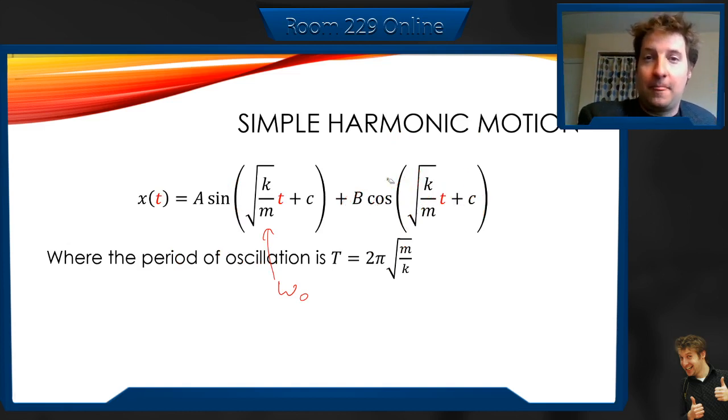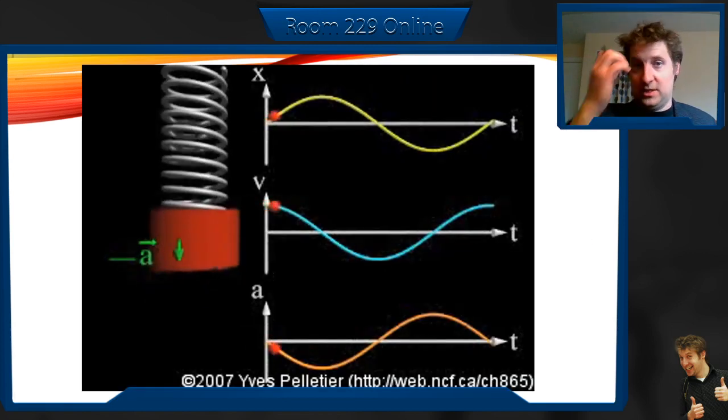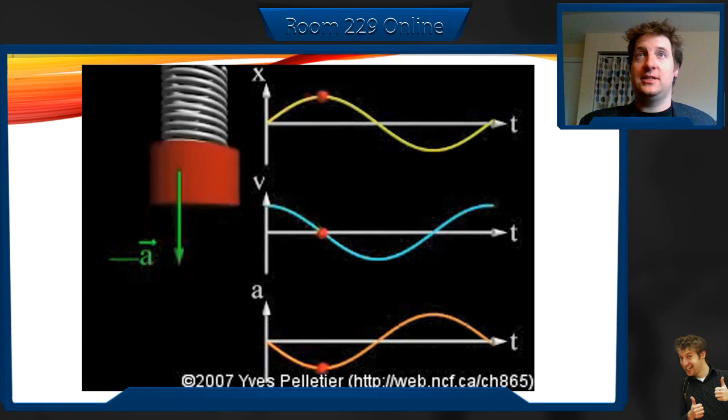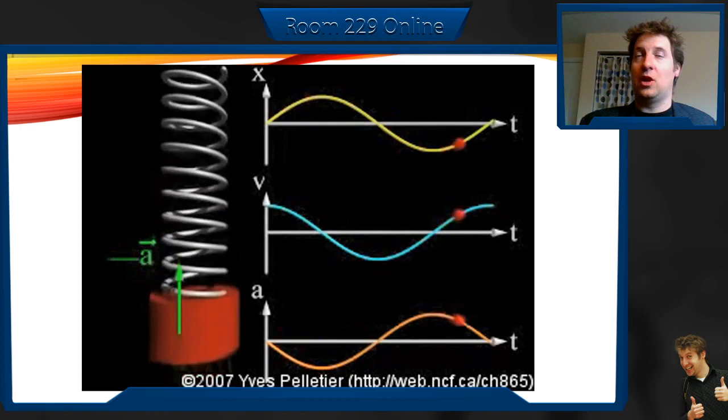Now, don't worry too much if all that calculus lost you again. Just know that if we have a linear restorative force, the solution has to be sinusoidal. Okay, so that works for a spring, right? When I extend the spring, it keeps bouncing back and forth along these sinusoids. There's the sinusoid representing the position, the sinusoid representing the velocity, and the sinusoid representing the acceleration.